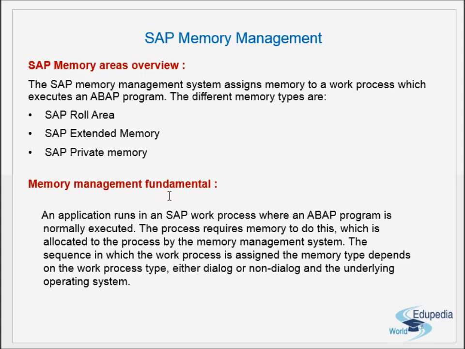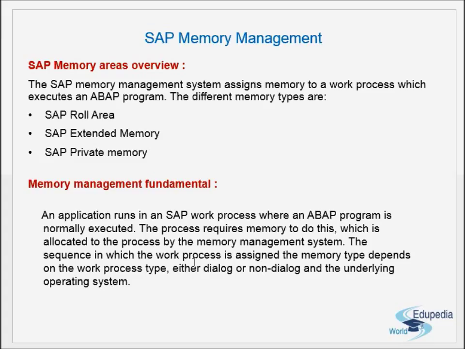Now, memory management fundamentals. An application runs in an SAP work process where an ABAP program is normally executed. The process requires memory to do this, which is allocated to the process by the memory management system. The sequence in which the work process is assigned the memory type depends on the work process type, either dialog or non-dialog, and the underlying operating system.